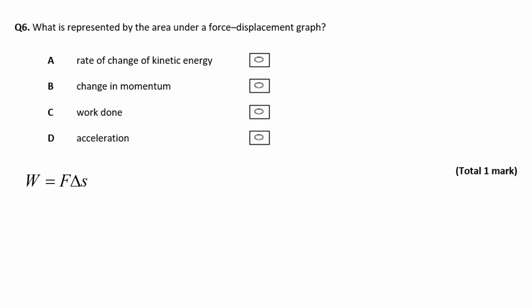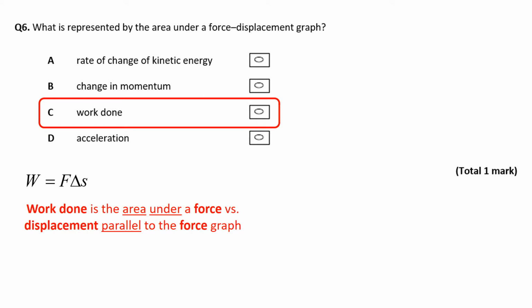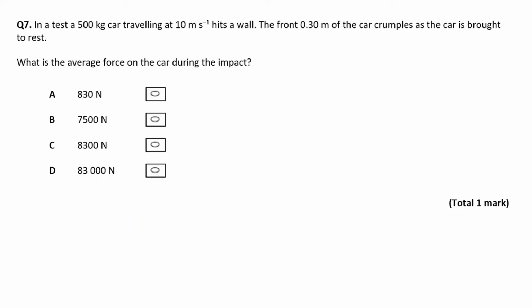So it's force and displacement. You should know that work done is the area under a force against displacement parallel to the force graph. And if the force is constant, that means the work done is force times the displacement. So the answer we're looking for is C, work done.